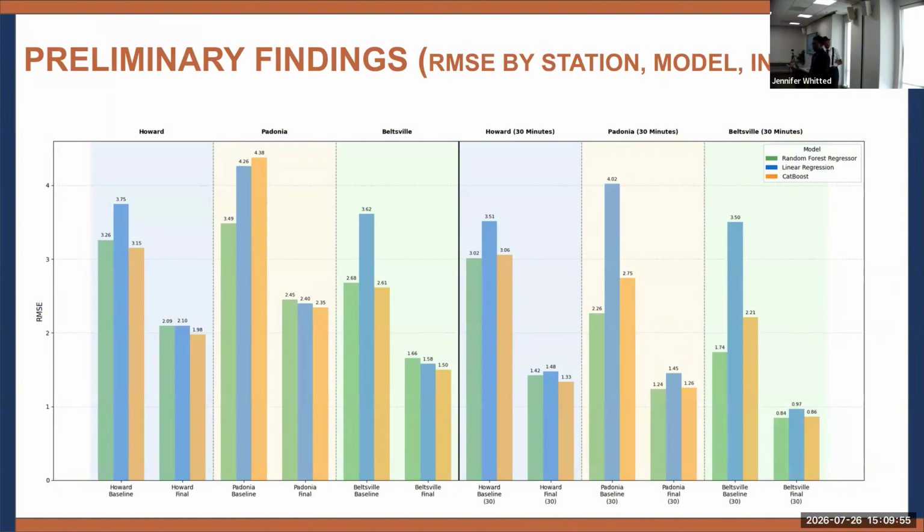That's very good. However, I also want to bring to your attention that for 30 minutes, all three stations still start lower than at 60 minutes. This will bring us into our conclusion later.